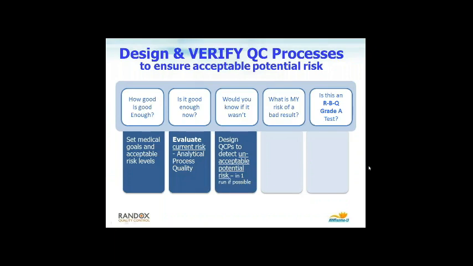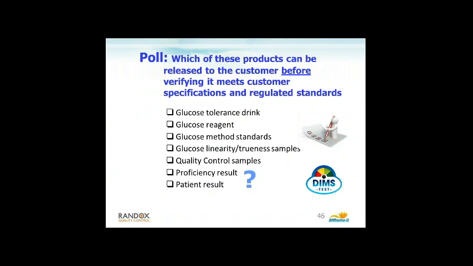How are you going to design that QC process? Next tough question. Which of these products can be released to the customer before verifying it meets customer specifications and regulated standards? The glucose tolerance drink you gave to the patient, the reagent you used, the standards you used to calibrate, the linearity or trueness samples you used at method validation, your QC samples, the proficiency result, the patient result.